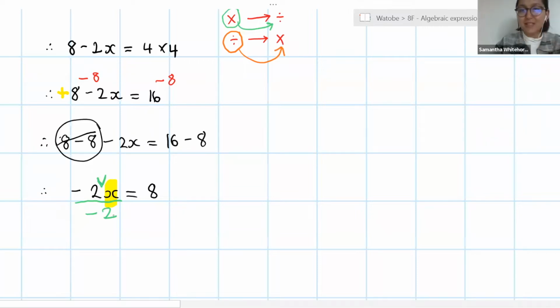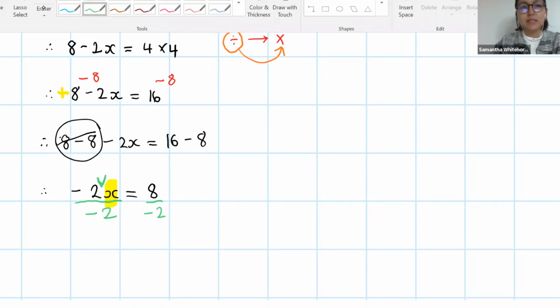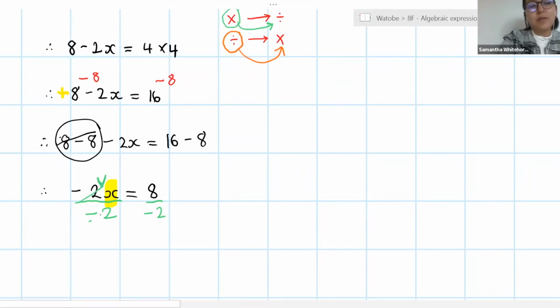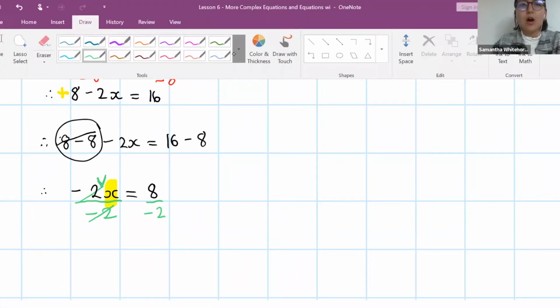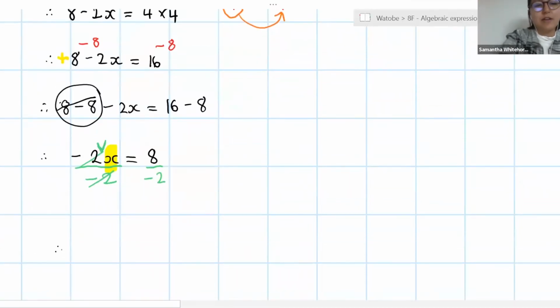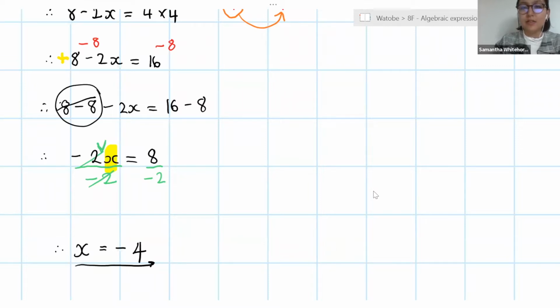Remember, I want the negative gone as well. I just want x. But I have to keep my equation balanced, so I also have to divide by -2 on the right-hand side. Now, -2 divided by -2 cancels out and gives me 1, so those fall away. On the right, I've got 8 divided by -2. Remember, when we've got a positive divided by a negative, I end up with a negative, and 8 divided by 2 is 4. So in this case, as you've all wonderfully said in the chat, x is equal to -4.